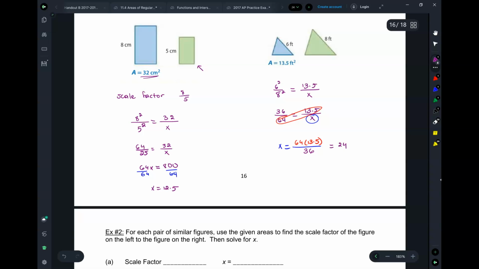24. So the area is, how would you say what the area is? 24 feet squared. Do we expect the area to be bigger for this one? Yes, because it's a bigger triangle.